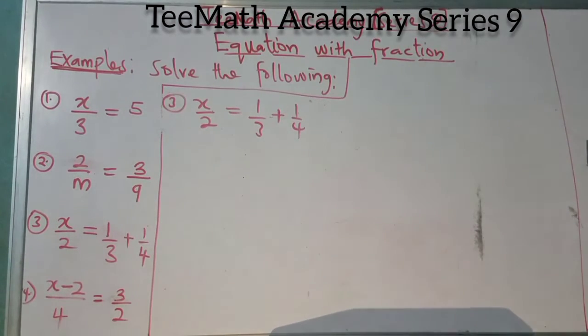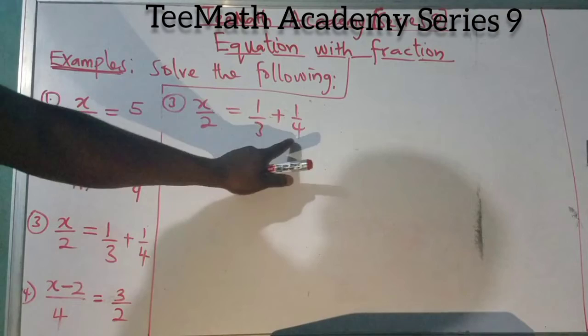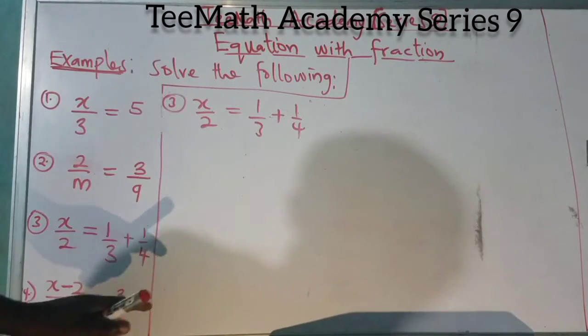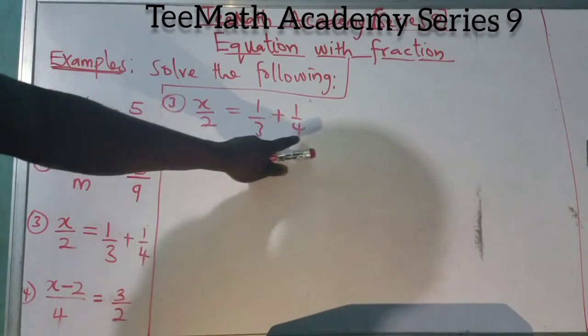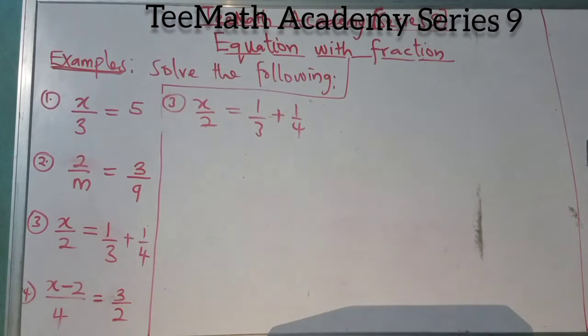Yes, number 3 is x over 2 equals 1 over 3 plus 1 over 4. Now, at this stage, you cannot cross multiply. You can't. Why? Because we have a fraction here, 2 denominators on this side, 1 and 2. Although we have 1 here, this one you have to make it 1 denominator.